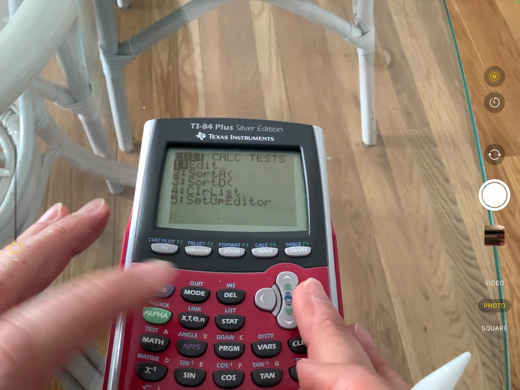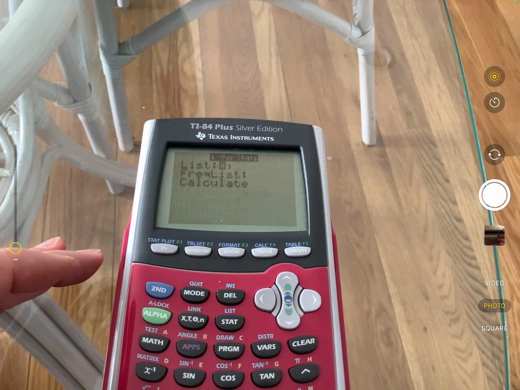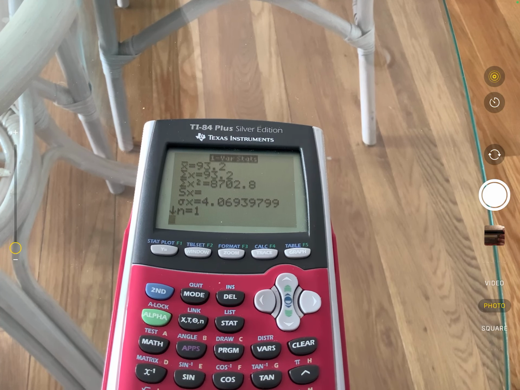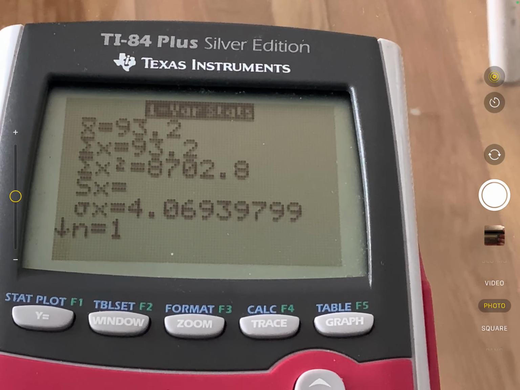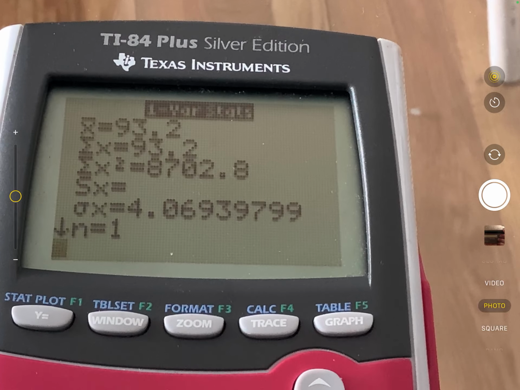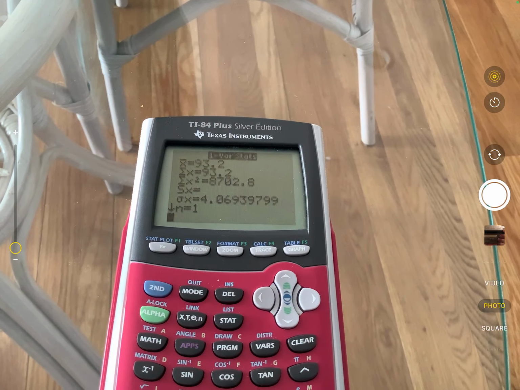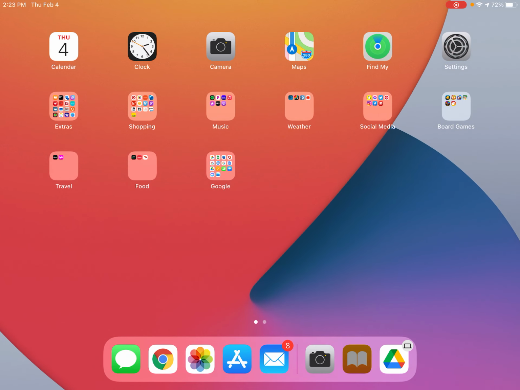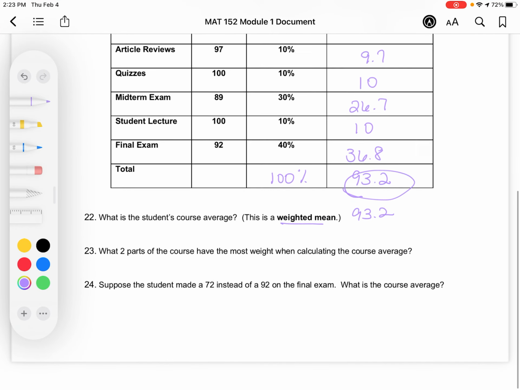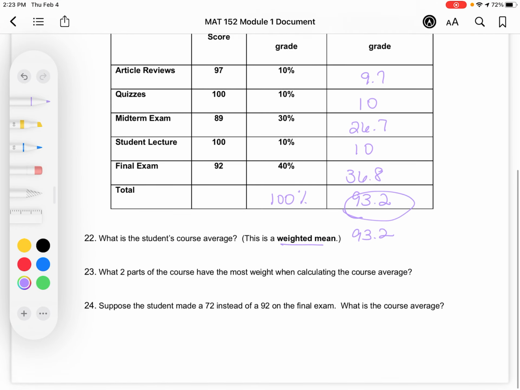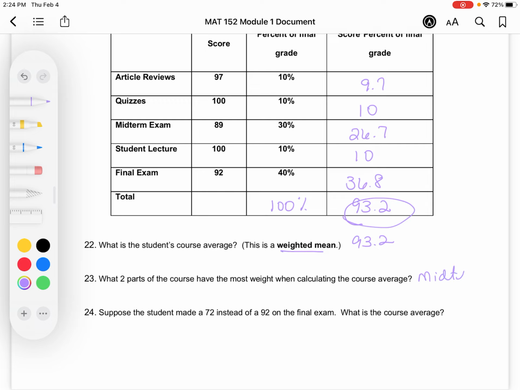Now watch what I'm going to do. I'm going to go back to StatCalc 1 Var Stats, but before you hit enter, I'm going to change the frequency of my list to list 2. What that allows me to do is to do the whole multiplication before I add. And you will see that the average is 93.2, which is exactly what I got when I multiplied them individually and added them together. So what two parts of the course had the most weight when calculating the course average? Well, the highest would be the midterm exam and the final.